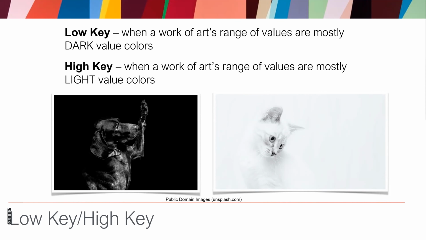The very first image we looked at during the lesson was a polar bear in a snowstorm. That is an example of a high key image. Most, if not all, of the values within the image were very light.